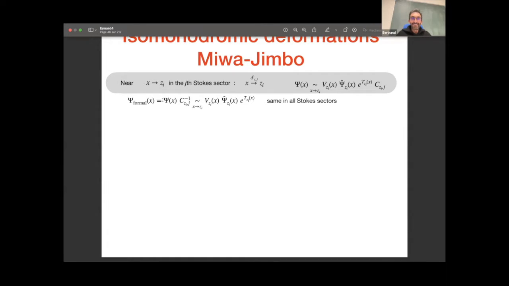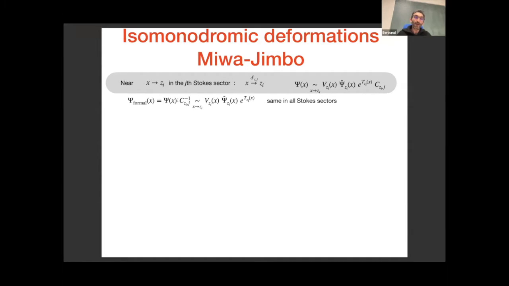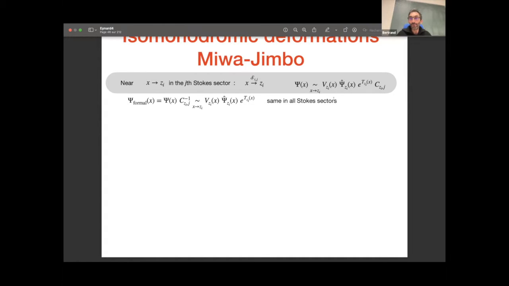Okay. So psi formal is basically the same as psi, but without the C on the right-hand side. So either you take psi and multiply it by C inverse, or it's the same thing as replacing C by identity. And this psi formal is now the same in all Stokes sectors. But now it does not correspond to the asymptotics of an analytic function. The advantage is that it's the same in all Stokes sectors, and it's a formal series.